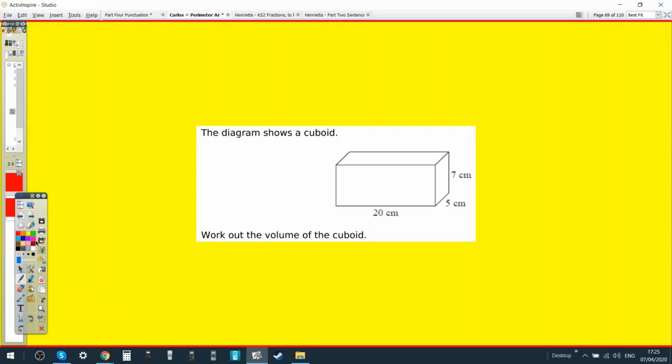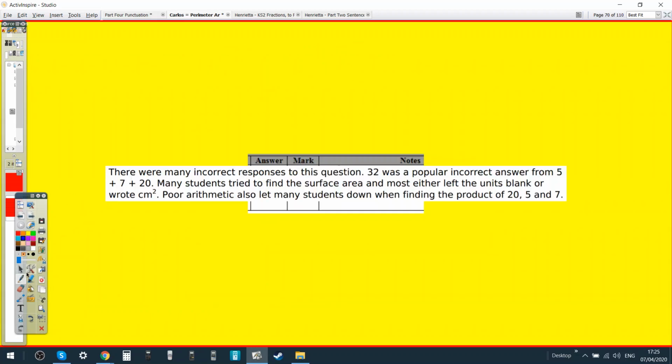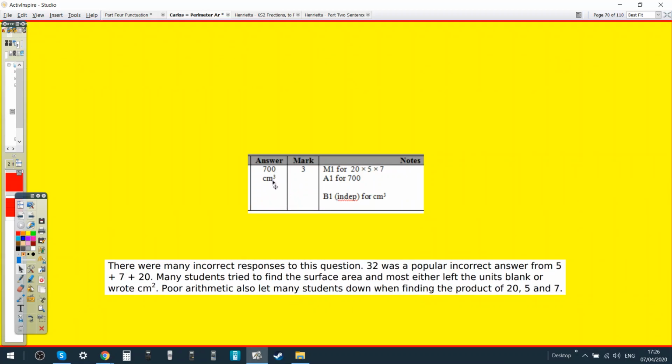Okay, how about this one? So you do 20 times 5 times 7, which is 700. 20 times 5 times 7 equals 700. The unit is centimeters cubed. Very good. And that was 700 centimeters cubed.